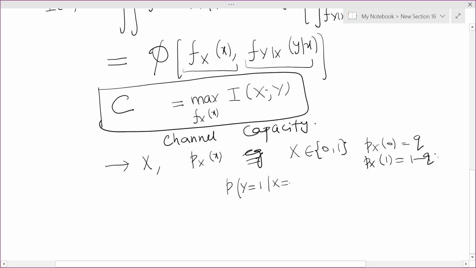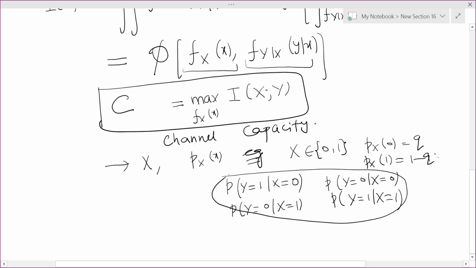Similarly, you may be given the probability that at the receiver you get 1 given you have transmitted 0, the probability you get 0 given you have transmitted 0, the probability that it is 0 given you have transmitted 1, and the probability that it is 1 given you have transmitted 1. So these are the conditional probabilities. This will be given to you.